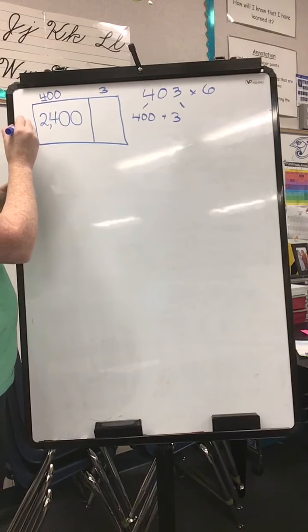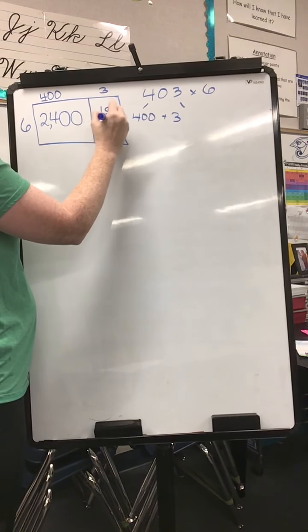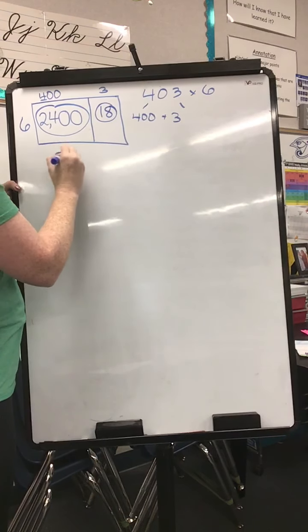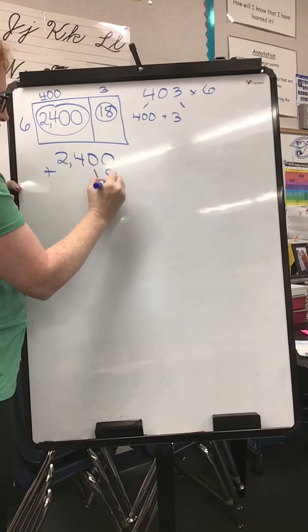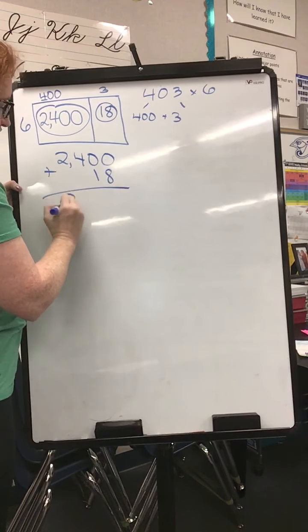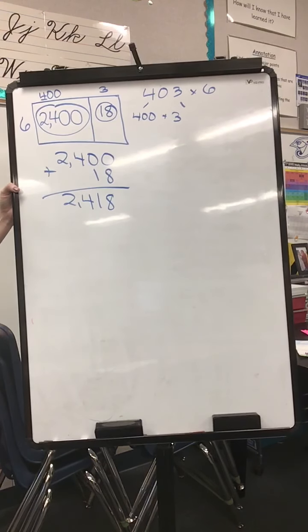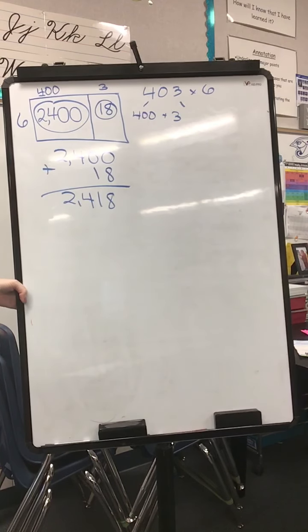And now we need to do 6 times 3. So 6 times 3 we know is 18. And so these are our two products. And we have to add our two products together, which gives us 2,418, which is what we got when we did partial product. So hopefully that makes sense.